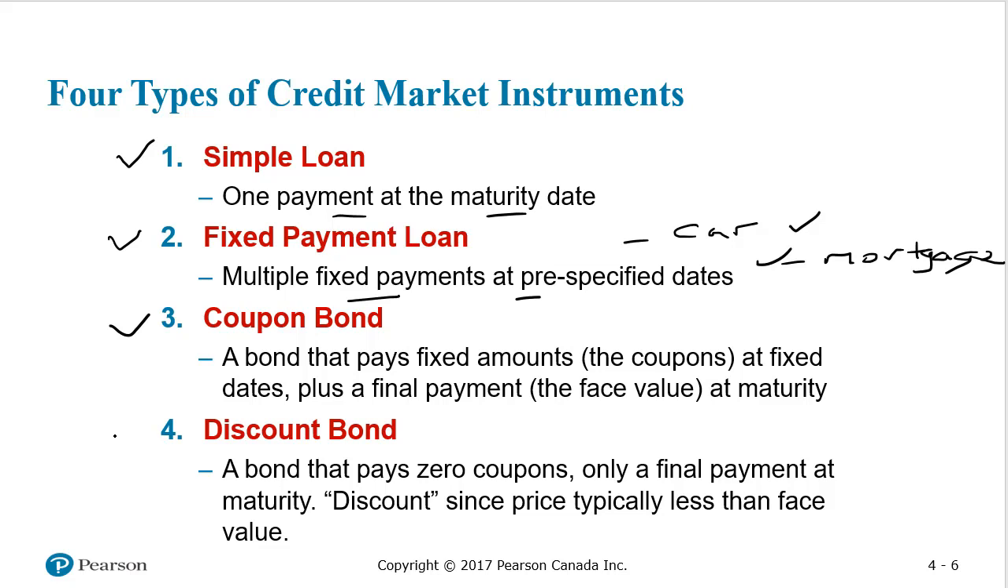And the fourth type of credit market instrument is a discount bond. And what is a discount bond? It's a bond that pays 0 coupons, only a final payment at maturity. It's discount since the price is typically less than the face value. So you would pay, for example, $900 for the discount bond, and in the future you would receive the $1,000 face value, and in the intermediate time there are no coupons being paid. Some different names for that: zero coupon bond, discount bond, strip bond, and no coupons on a discount bond.